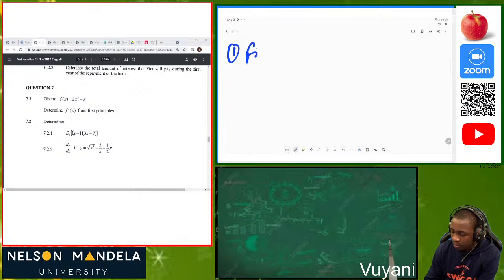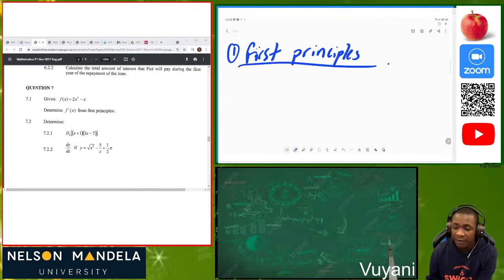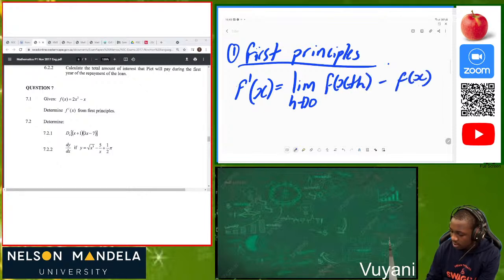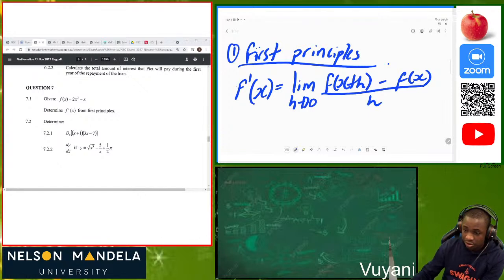first principles. We'll be differentiating by using the first principles. And the first principle says that f prime of x is equal to the limit as h approaches 0 of f of x plus h minus f of x, all divided by h.